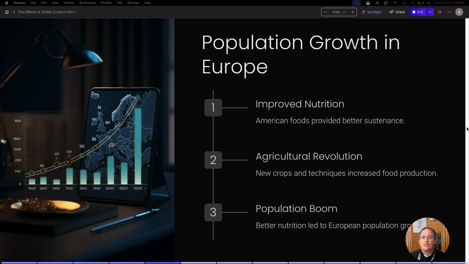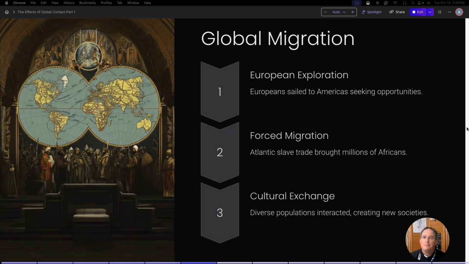But population growth wasn't the only movement happening. There was also a significant movement of people. Millions of people migrated as a result of the Columbian Exchange. Some Europeans sought new opportunities in the Americas, while millions of Africans were forcibly brought to the Americas through the Atlantic slave trade. Now let's take a look at the economic changes happening in Europe during this period, starting with what's known as the Commercial Revolution.